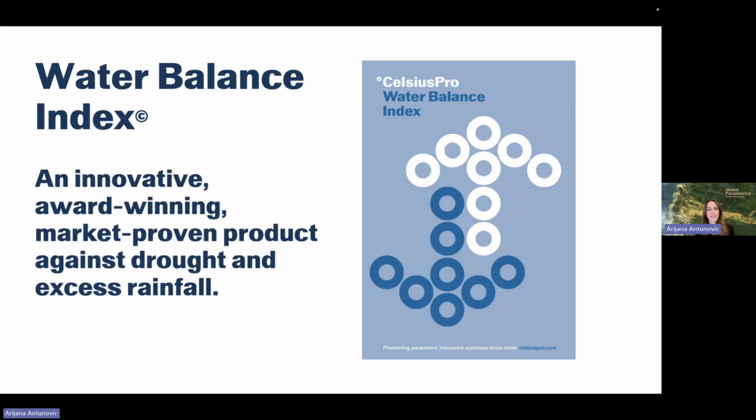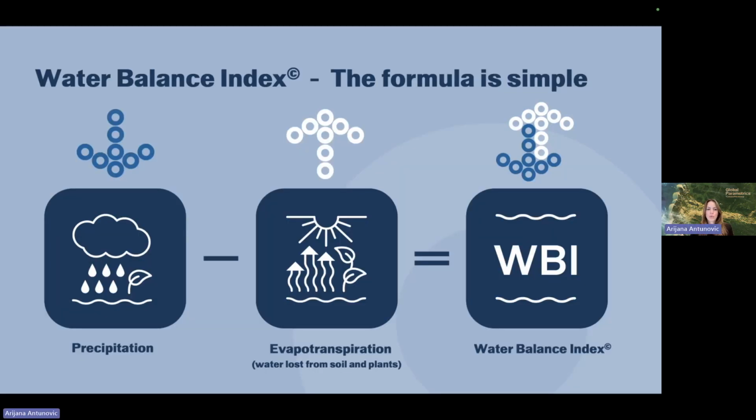But Global decided to take the standardized evapotranspiration index into our proprietary water balance index. This is an innovative, award-winning, market-proven product that we have with many clients across the globe right now. It can protect you from both drought and excess rainfall in the same contract. So I will tell you a little bit about why this index is more unique than others.